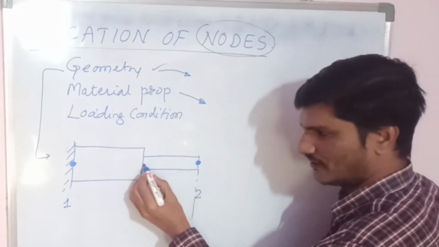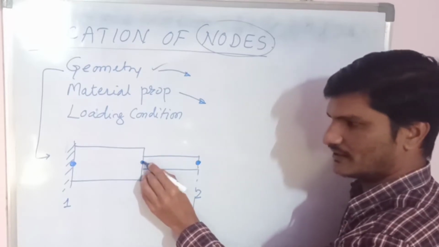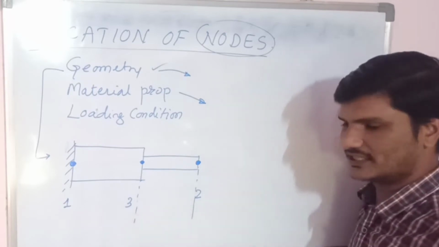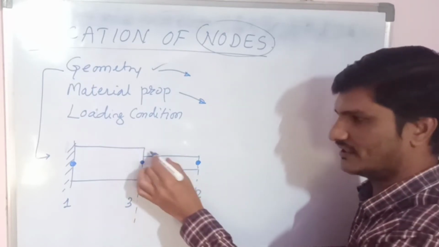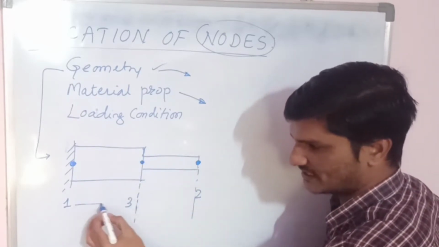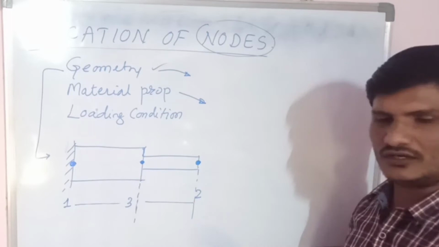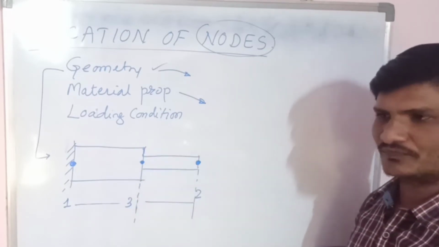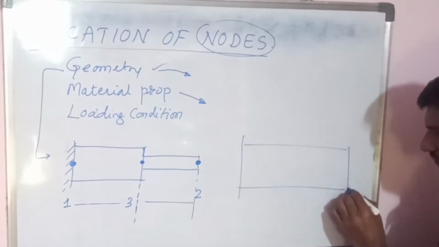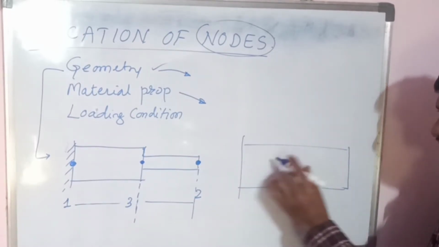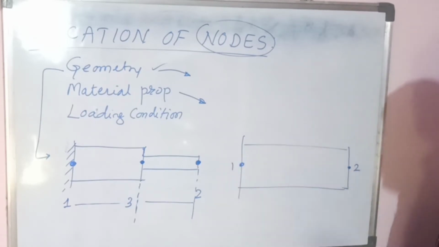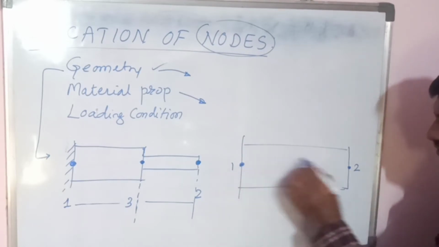But when the cross section is changed, there also you have to represent another node. When the area suddenly changes, there you have to represent another node. So three nodes are compulsory in this problem. But in case of a uniform bar, node 1 and node 2 are compulsory. So you have to represent node 1 and node 2.